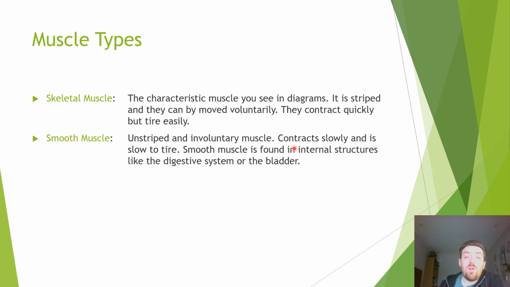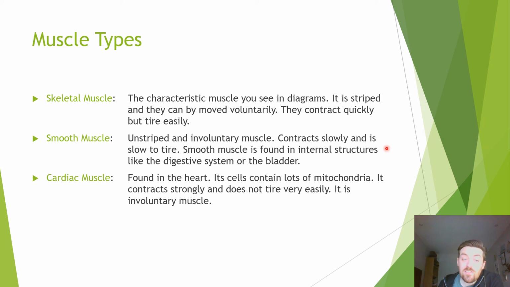While your smooth muscle is kind of the opposite. It's not striped. It's involuntary. It contracts slowly and tires slowly. You find them in internal structures, such as your bladder or your small intestine, and they basically do things a little bit more slowly and don't have a lot of mitochondria as a result.